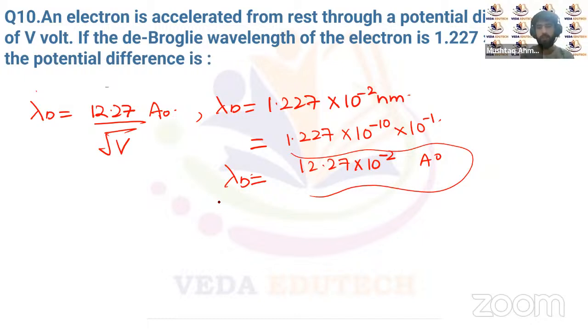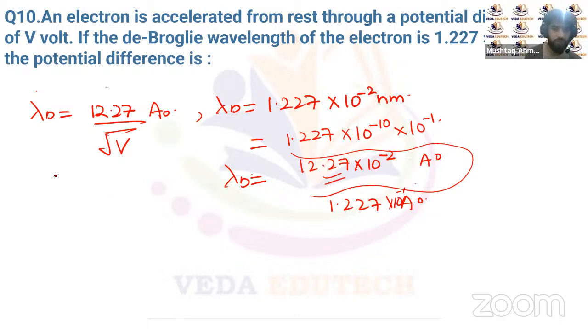So 12.27 into 10 to the power minus 2 angstroms, or we can write it as 1.227 into 10 to the power minus 1 angstroms, right? So this is the de Broglie wavelength in terms of angstroms.